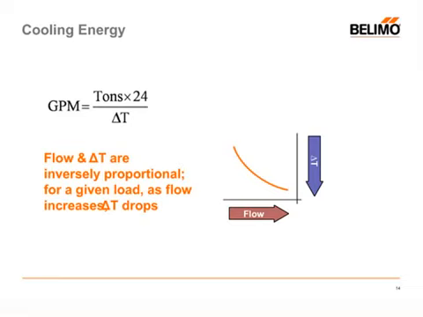Also, it emphasizes the fact that flow and delta T are inversely proportional. So if you are experiencing a low delta T, whereas your design is 12 and now you're experiencing 6, then your GPM is going to go up. Conversely, if you have a higher delta T, then your GPM goes down. So they're inversely proportional. And the little graph there in the corner, that's the functional relationship between those two.